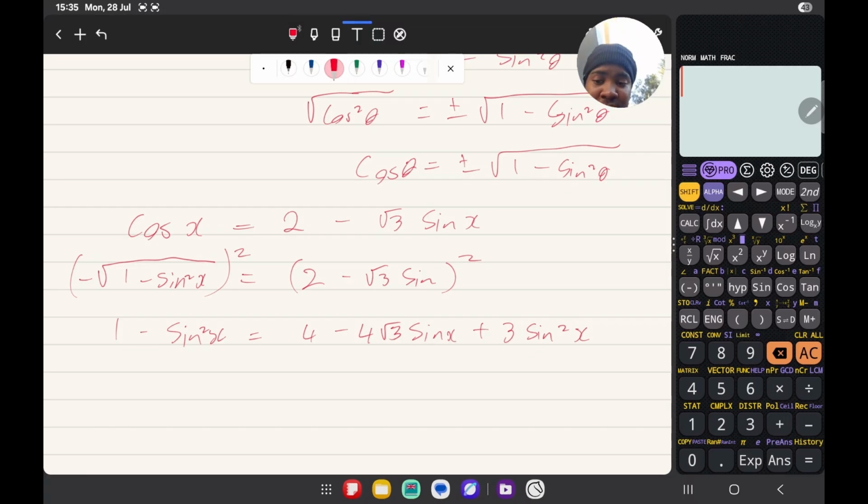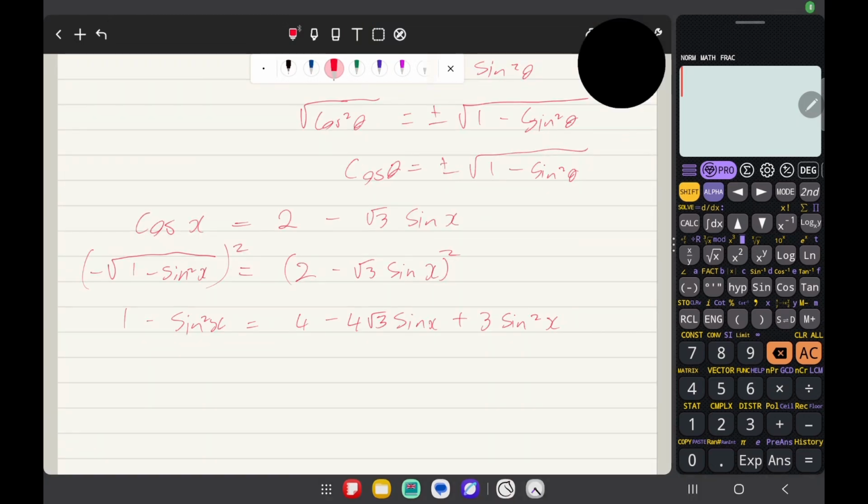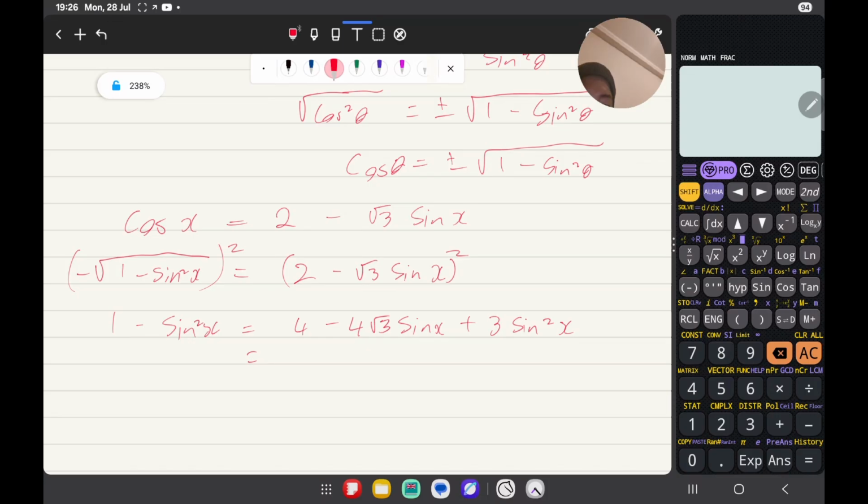Cool. All right, so right now I'm seeing a 3 sine squared x, so I'm going to transpose this to the side.